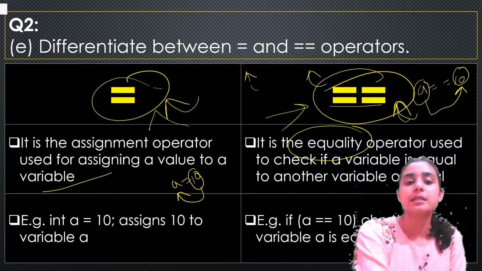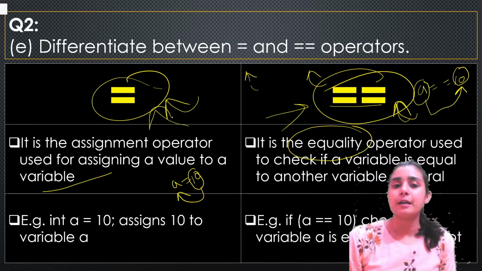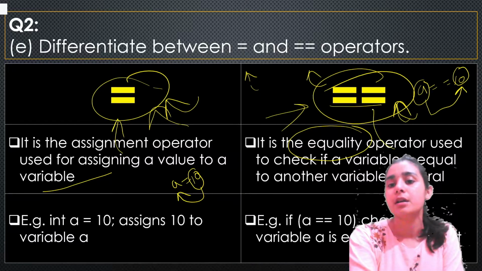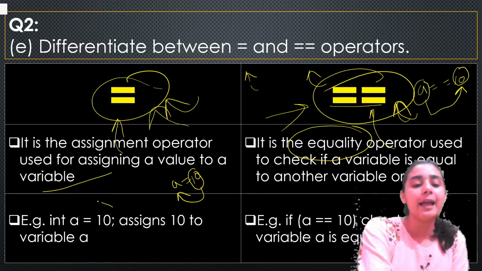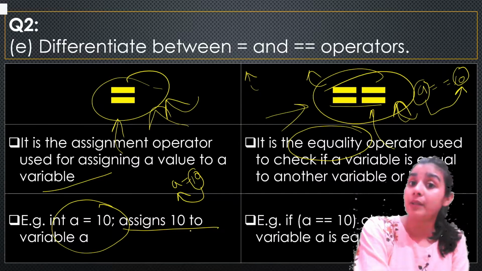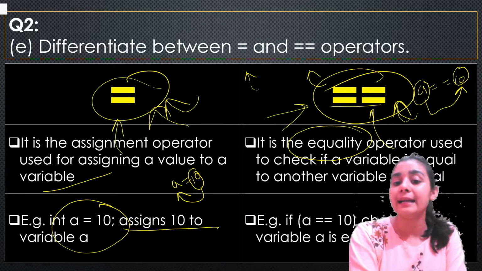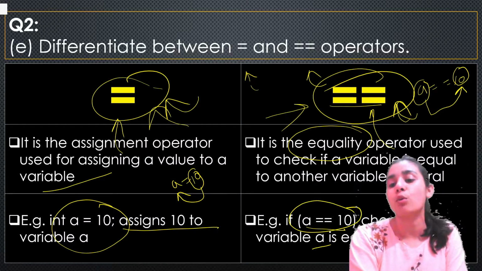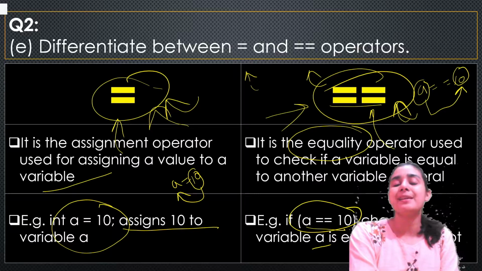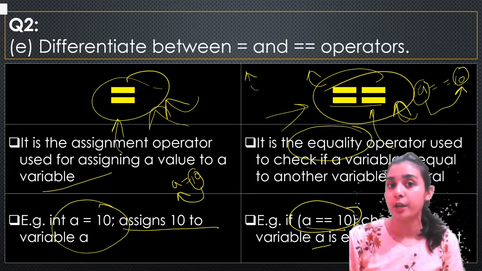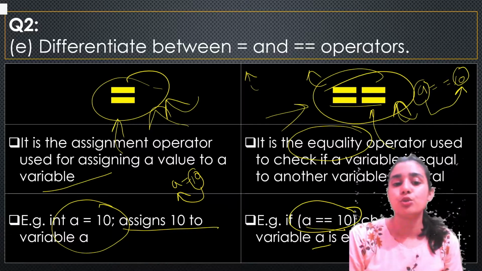So first, the similarity is that both are operators, but the different thing is what they are doing. This is the assignment and this is the relational operator. If I have given A is equals to 10, we are assigning 10 to the variable A. But if I'm writing the other one, I'm just checking whether A is equals to 10 or not. Basically you use it in the while loop, in the for loop, in the if condition.